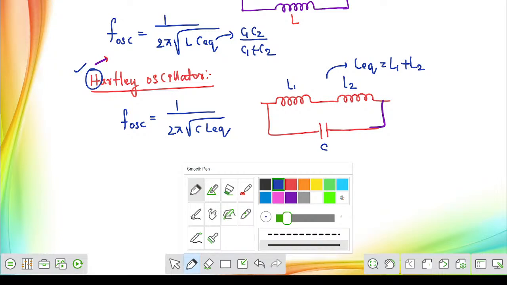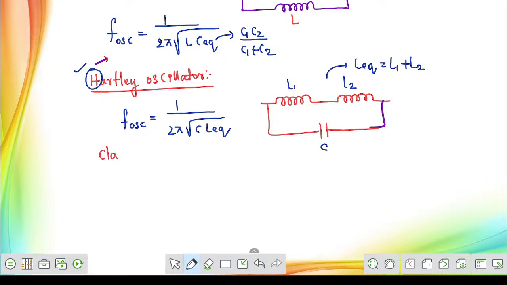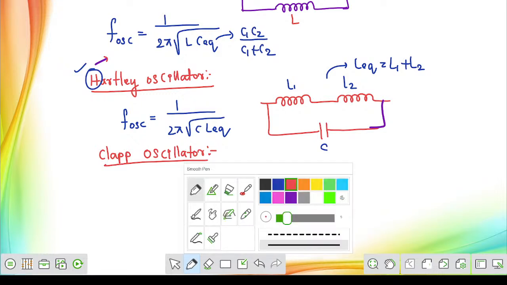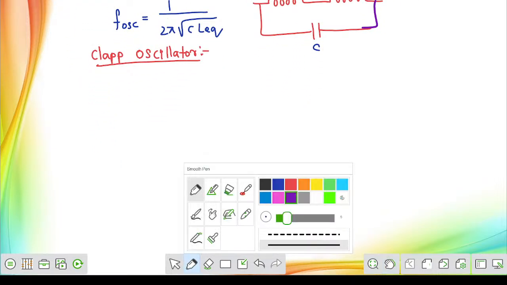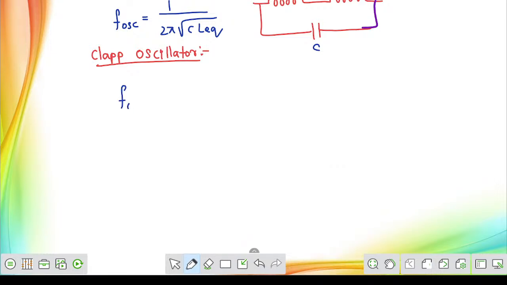There is one more type under this category, called the Clapp oscillator. It is very rare, I am saying. In the case of the Clapp oscillator, we will be having three capacitors. Whenever we are observing this, suppose they ask you to calculate the frequency of oscillation, they will mention everything. The formula is going to be 1 upon 2 pi into square root of, and in the Clapp oscillator we consider only one capacitor for the calculation of frequency of oscillation, that is, with the help of capacitor C3.